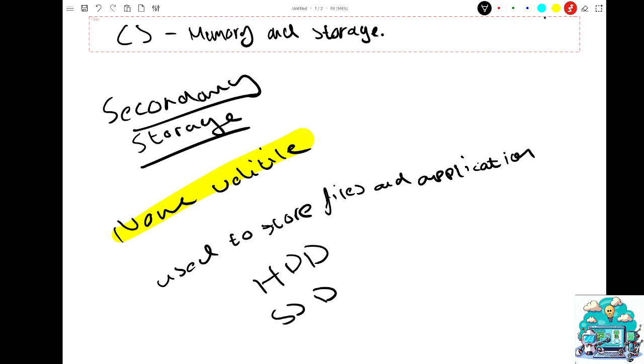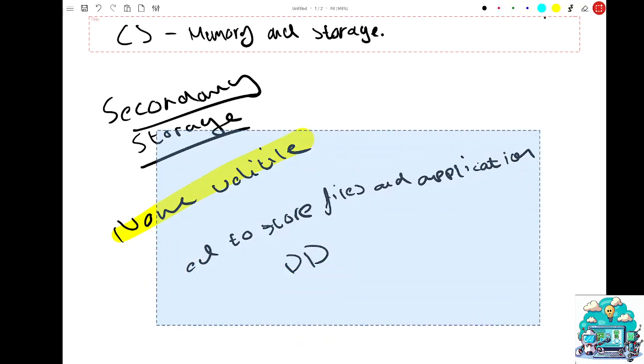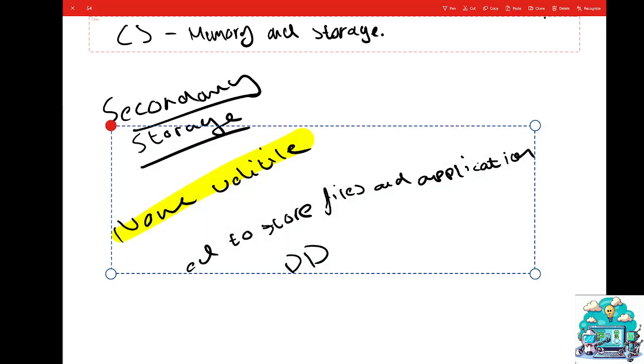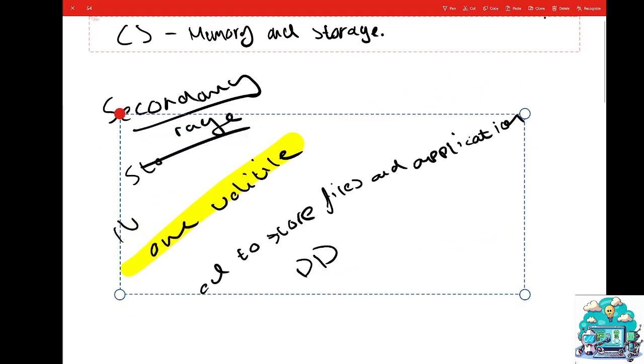So let's consider the uses of different types of storage.